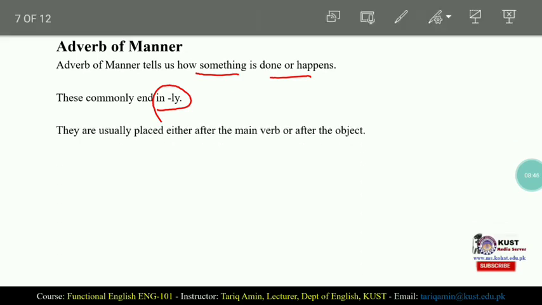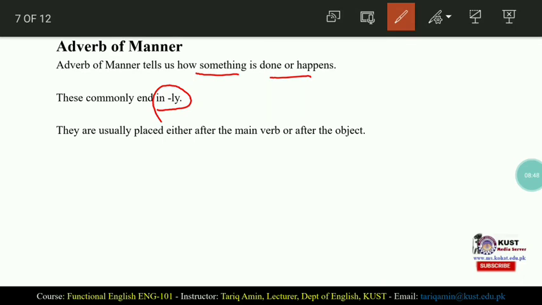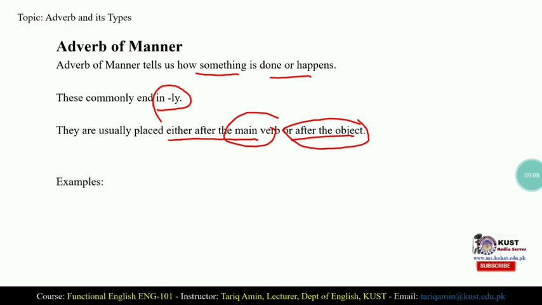They are usually placed either after the main verb or after the object. Sometimes they are placed after the object in the sentence, and sometimes they are placed after the main verb in a sentence. Let's discuss examples.